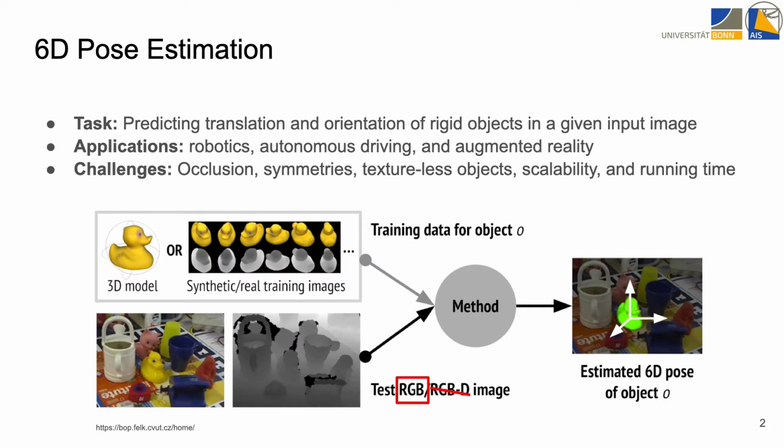6D pose estimation determines the 3D translation and 3D rotation of an object in camera-centered coordinates. This task has wide applications such as robotics, autonomous driving, and augmented reality. In this task, we need to handle occlusions, symmetries, and textureless objects. Moreover, the scalability and inference time of the proposed method are important.